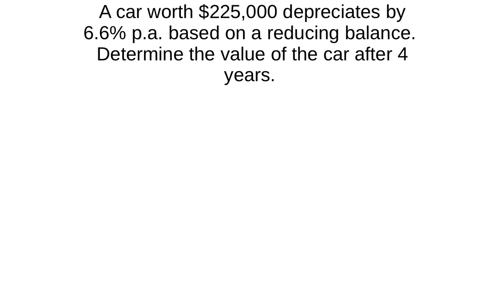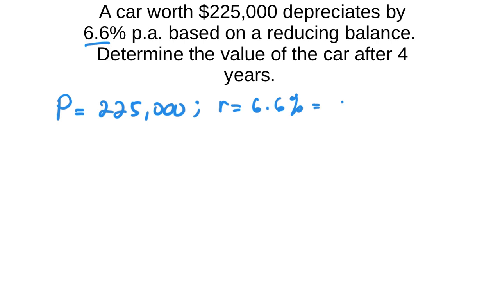Here is an example. A car worth $225,000 depreciates by 6.6% annually. Based on a reducing balance, determine the value of the car after 4 years. So let's look at what's been given here. We have our principal, which is 225,000, and we also have our rate at 6.6%, which is equivalent to 0.066 in decimal. And also we have our time here, which is 4 years.